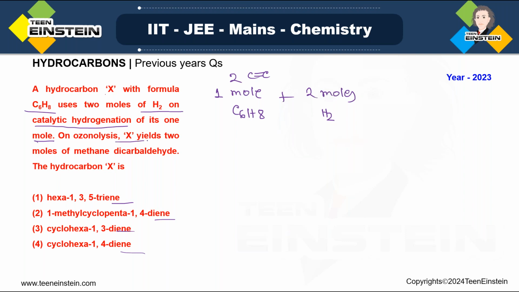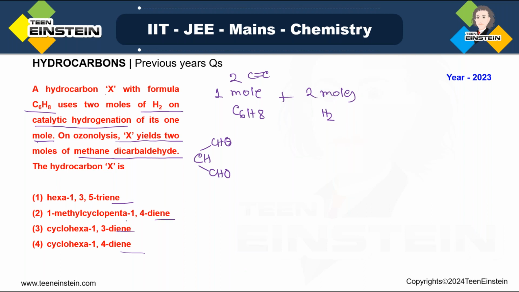And the second information, on ozonolysis, X is yielding 2 moles of methane dicarbaldehyde. What is its structure? It is a methane derivative. Dicarbaldehyde. Carbaldehyde is the CHO group. That means 2 CHO groups will be substituted in methane. So methane is CH4, but when 2 hydrogens are substituted by 2 CHO groups, now the molecule is this one. So when you are doing ozonolysis with this hydrocarbon C6H8, you get 2 moles of this.